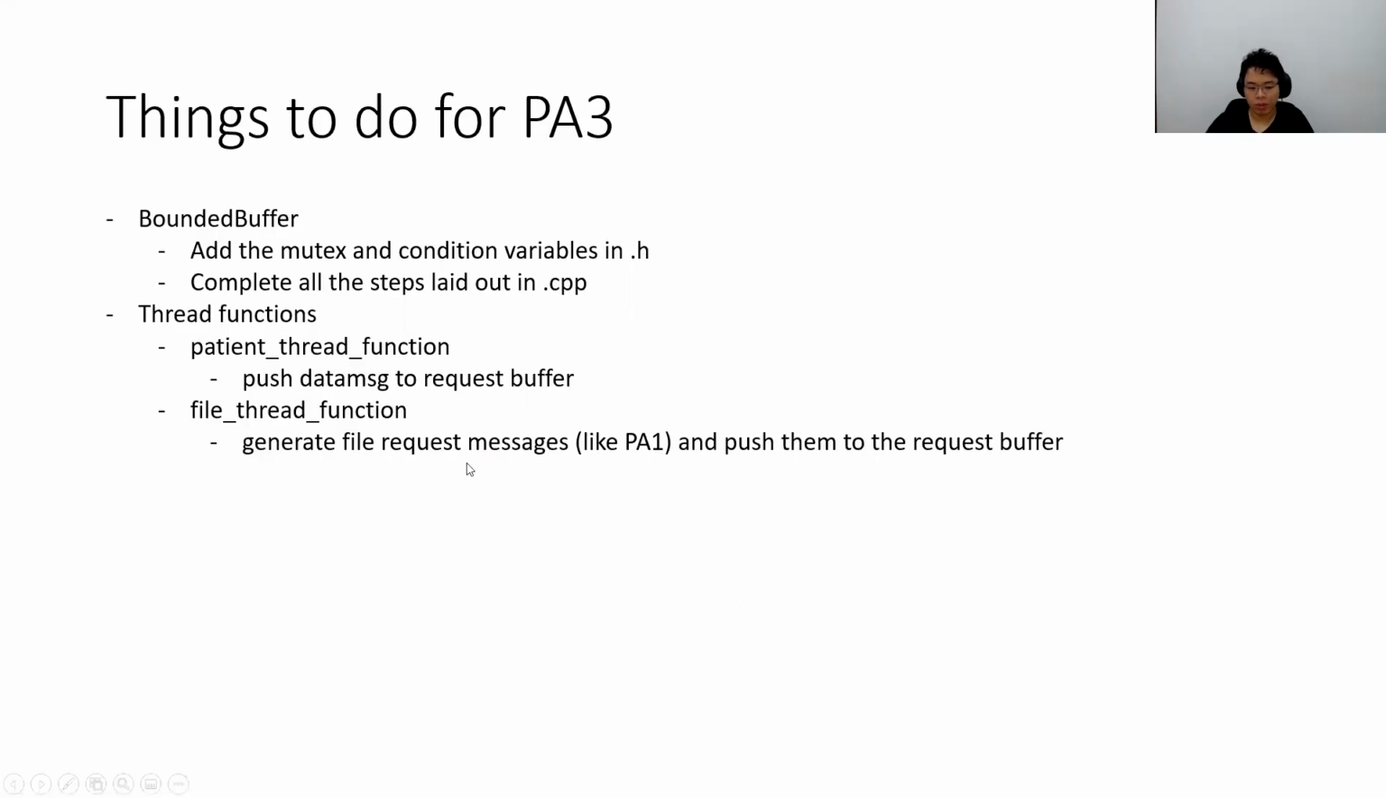Much. Generate file request messages and then push them to the request buffer. In PA1, you would generate the message and immediately get the data, send it to the server, and the server sends back the chunk of the file. In this case, the file thread function would just push it to the request buffer.